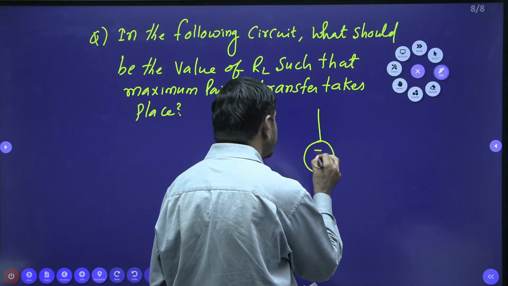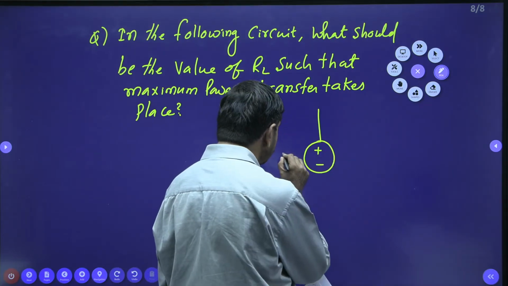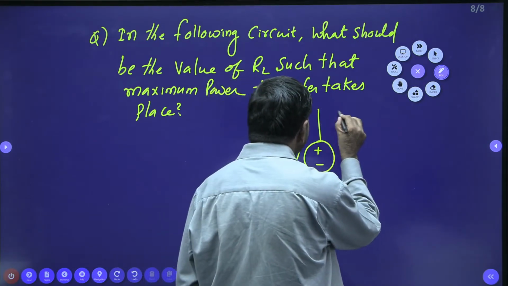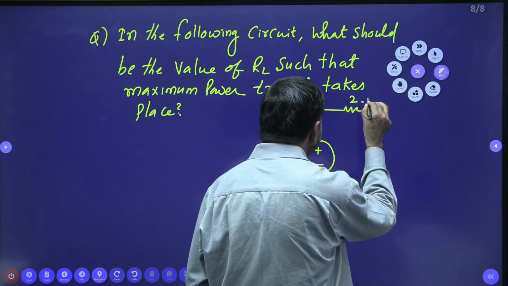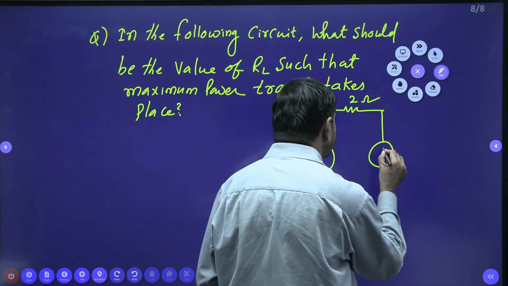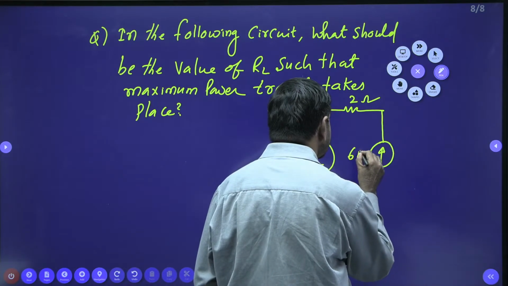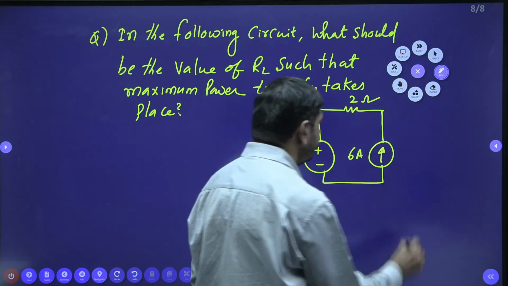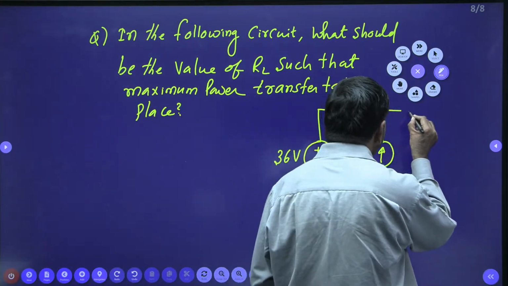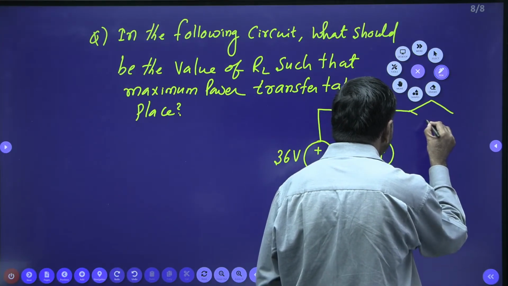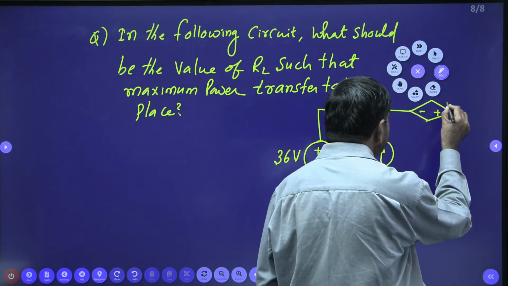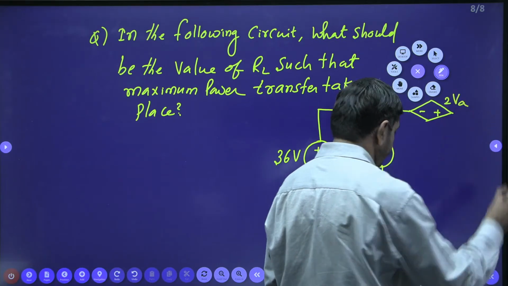There is a voltage source here. That voltage source is given 36 volts. And a 2 ohm resistor is connected here. And 6 amperes of current source is connected here. And one dependent source is connected this side. Its value is given 2 VA minus and plus, 2 V suffix A, I can write.